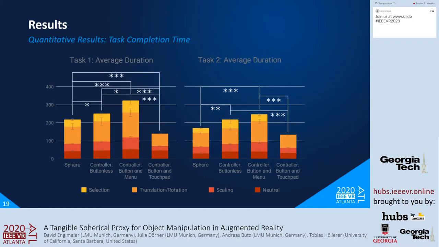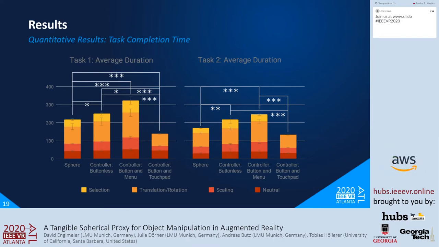Now let's have a look at the results for all conditions and total task time. On the left, we see the results for task 1 and on the right for task 2. For the first task, we can see that the sphere performed significantly faster than the two menu-based controller conditions, but was not faster than the simultaneous 7-degree of freedom interaction that in turn outperformed all other conditions.